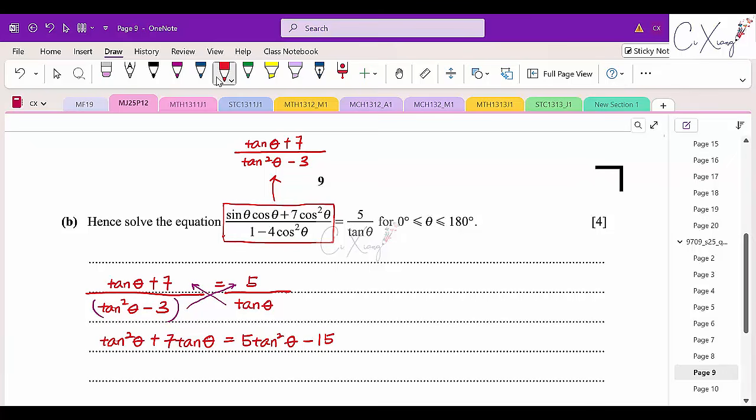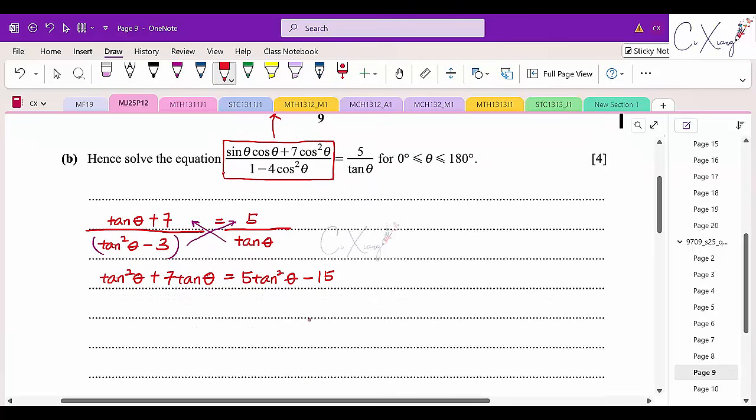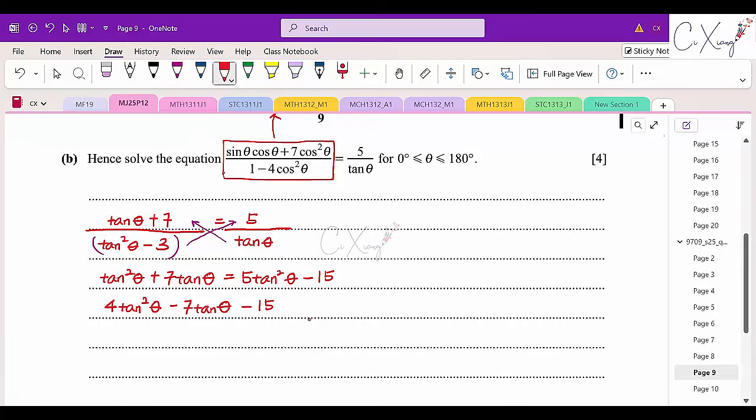Alright, then after that, how can we continue further? You can try to group all your equation to one side and observe what do you have. So I try to move all the terms to one side. I'm having 4 tangent square theta minus 7 tangent theta minus 15 equals to 0. Do you aware what kind of equation do we have here? If you're not able to see, you can let y equals to tangent theta. And eventually you can see that basically it is a quadratic equation. 4y squared minus 7y minus 15 equals to 0.